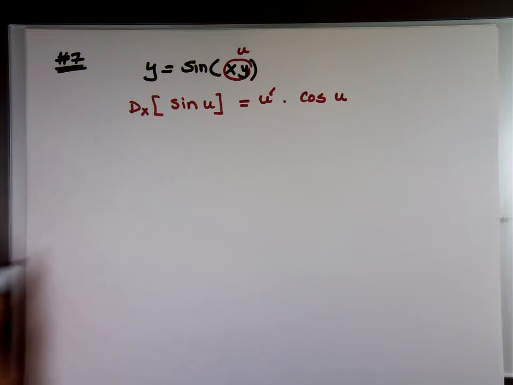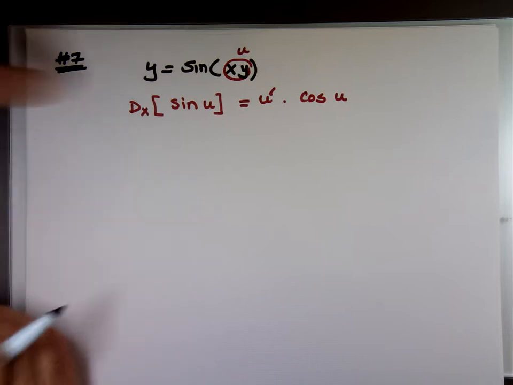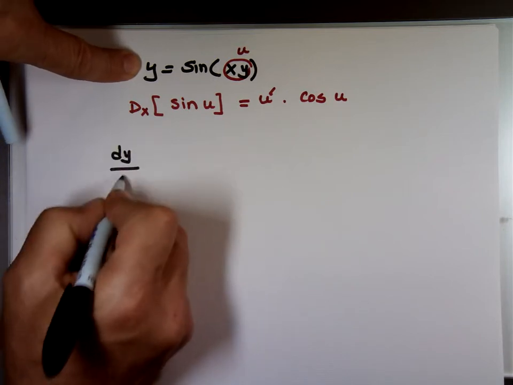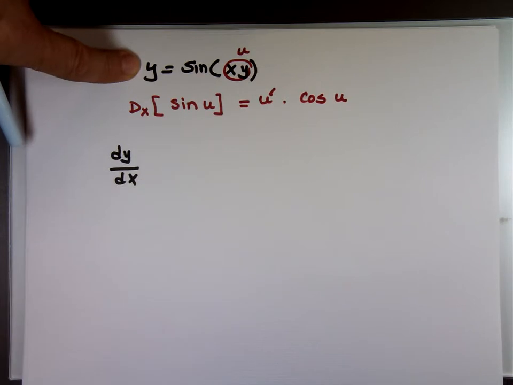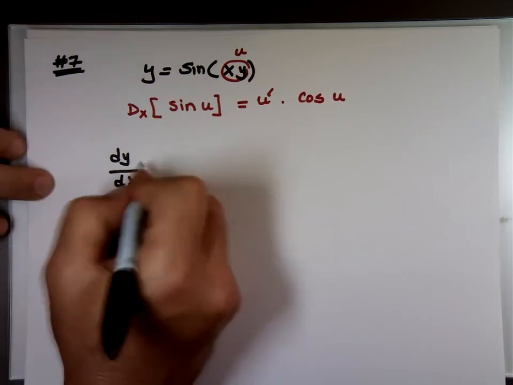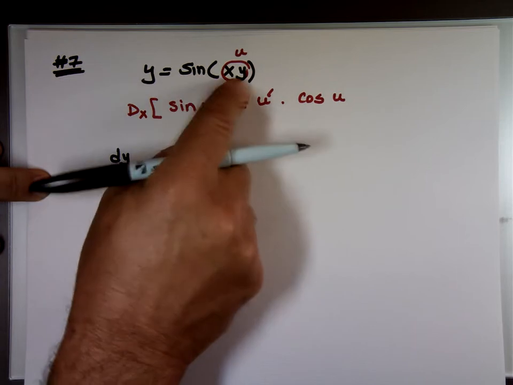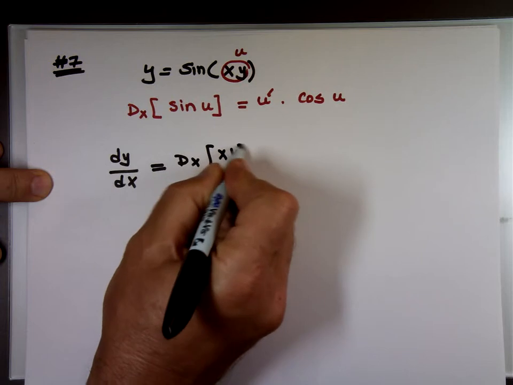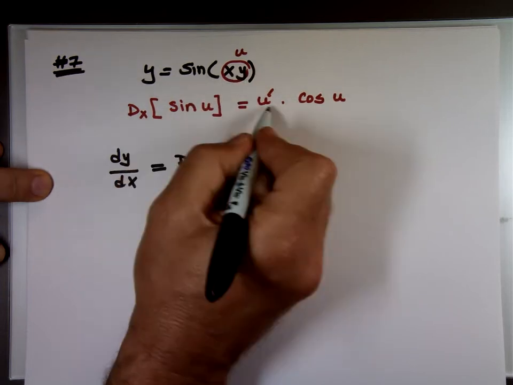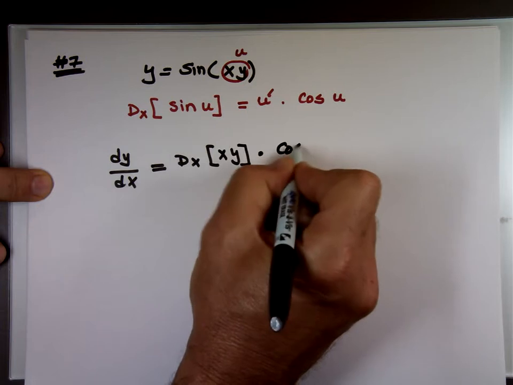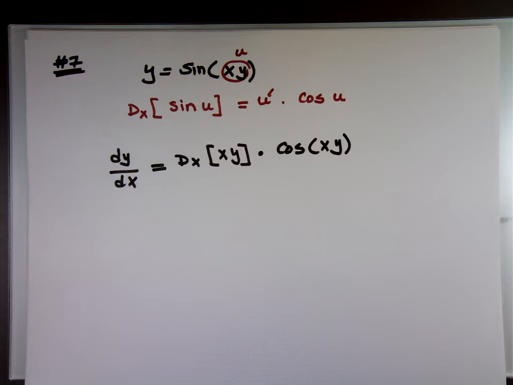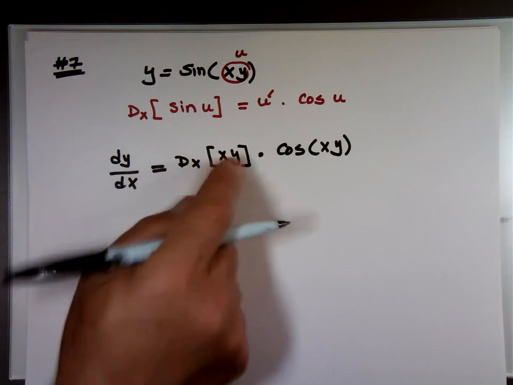Let's take the derivative of both sides. What's the derivative of y? dy dx. All these questions find the derivative. What's the derivative of this? Well, it's going to be the derivative of xy, because that's u prime, times the cosine of u, which is xy. So it's cosine xy times the derivative of xy.